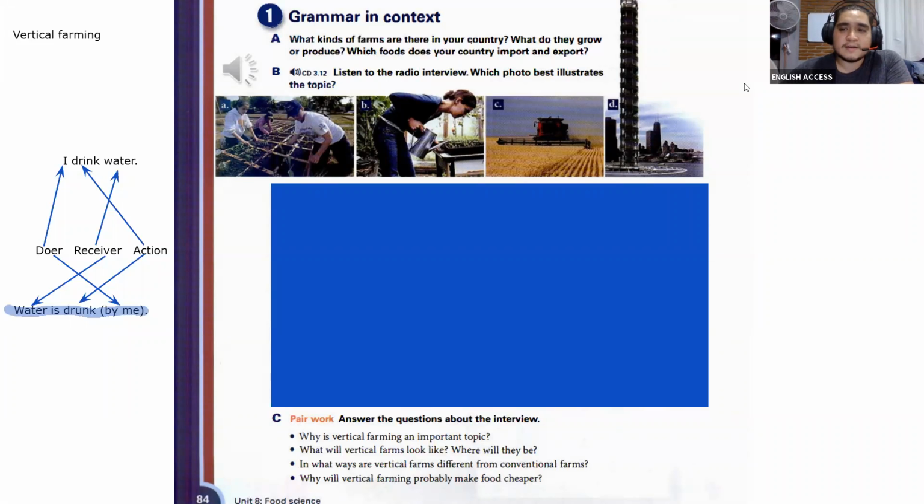So basically, vertical farms are not going to use soil at all. Instead of that, they're going to use only water. Very good. And the last one, Tommy, please.